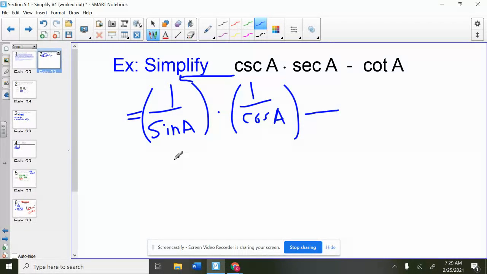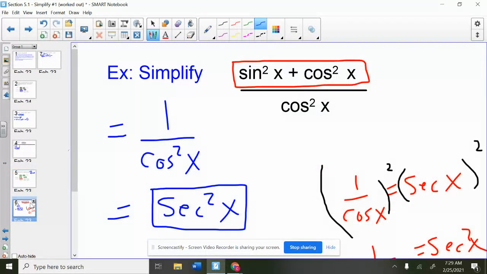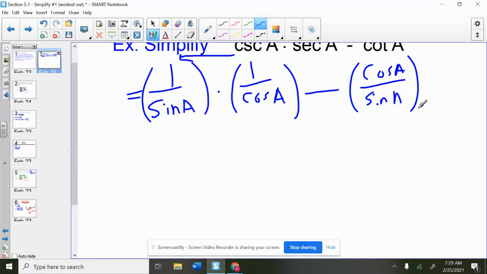Minus, and then cotangent. So we said with cotangent, we're going to use our quotient identities. Well, cotangent is cosine over sine. Okay, now what can I do? Well, first off, these are both being multiplied, so I'm going to multiply across. I'm going to combine that to be one fraction.